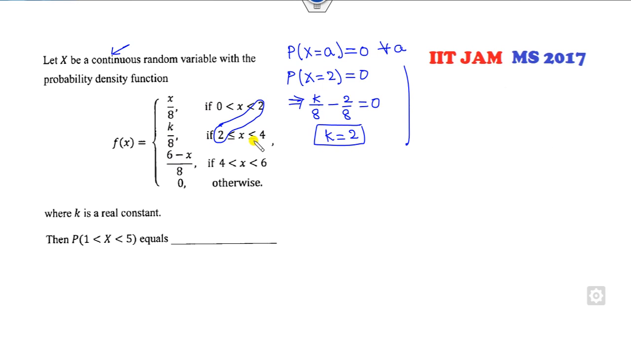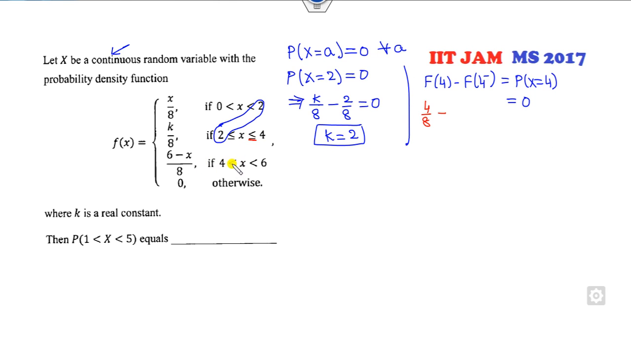Fine. You may use this case also, like F of 4 minus F of 4 negative. This is the probability at X equal to 4, which is 0. What is F of 4? Equality appears here. So it is 4 over 8. What is F of 4 negative?